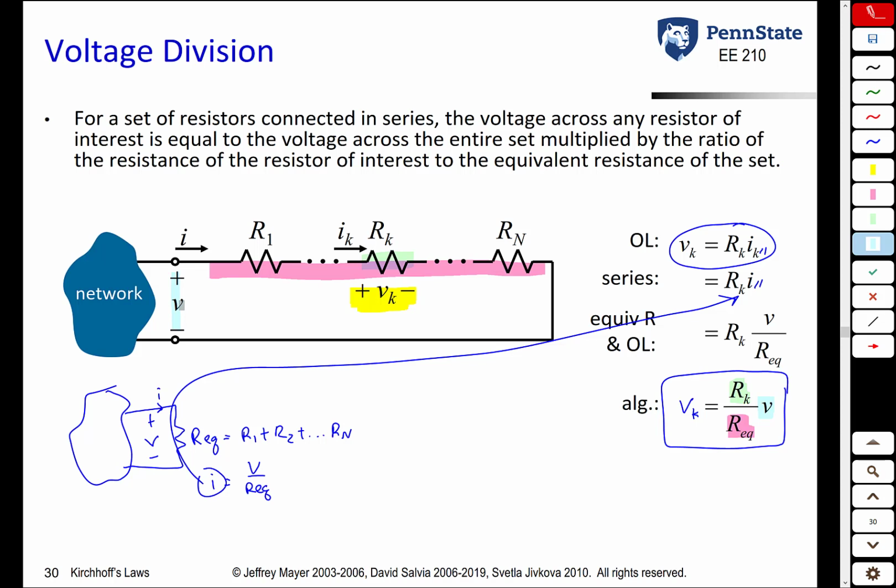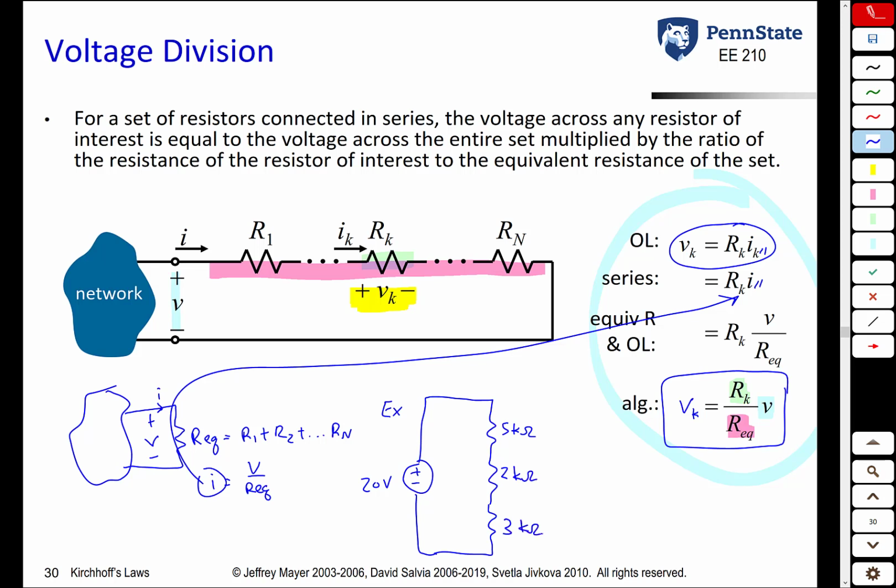Basically, using voltage division allows you to skip these middle steps and go right to the final answer. Let's look at a simple example. Suppose that we have 20 volts applied across 3 resistors in series. Let's make one of them 5 kilo ohms, one of them 2 kilo ohms, and one of them 3 kilo ohms. Suppose you want to determine the voltage across the 2 kilo ohm resistor.